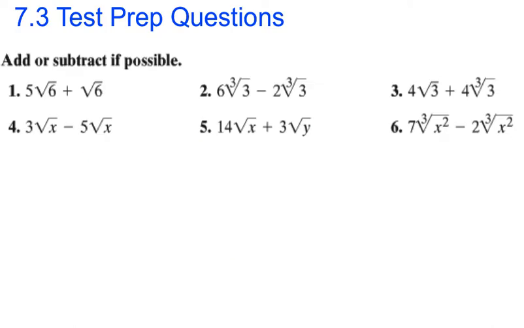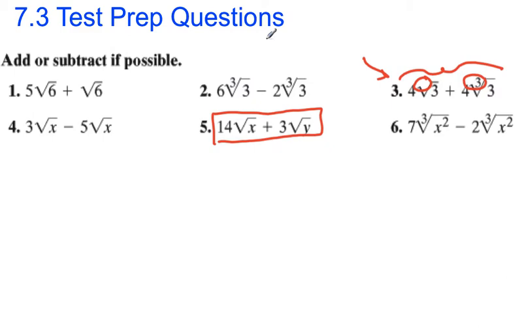All right, going on to questions from 7-3. Add or subtract if possible. And what that means is if you can bring it together as one term, do so. But if you can't, then you can't. One of them that's not possible is this one, because this is a cube root and this is a square root. So this would be the answer. Same with this one. Your answer would be 14 root x plus 3 root y. You cannot bring those together any further.